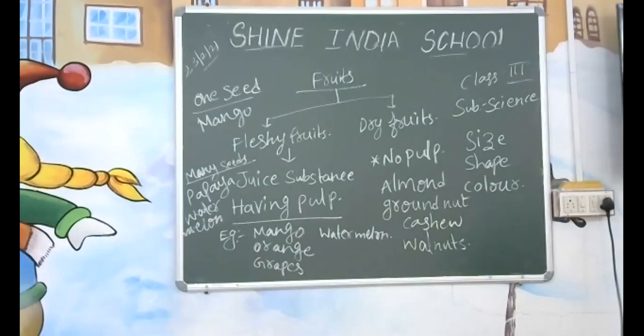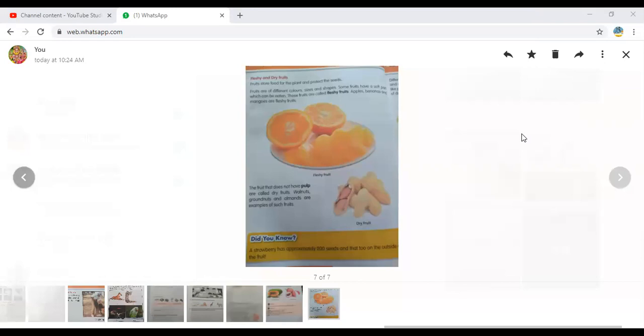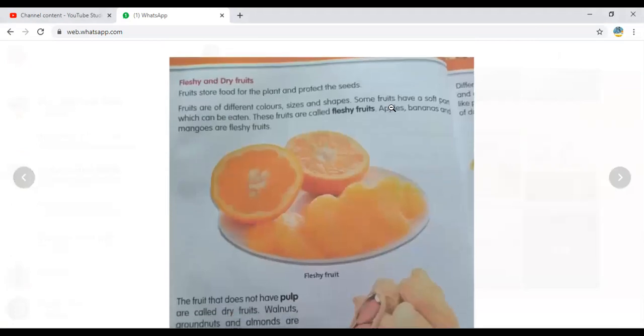Now I'm going to share the screen. Yes. Now we are going to discuss our topic, that is fleshy fruits and dry fruits. Yes. Fruits store food for plants and protect the seeds.